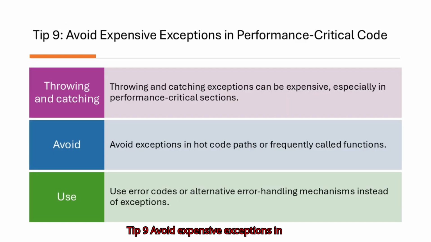Tip 9. Avoid expensive exceptions in performance-critical code. Exception handling in C++ can be costly, especially when used in performance-critical code paths. It's best to avoid throwing and catching exceptions in frequently executed functions. Instead, consider using error codes or other mechanisms for handling errors where performance is crucial.